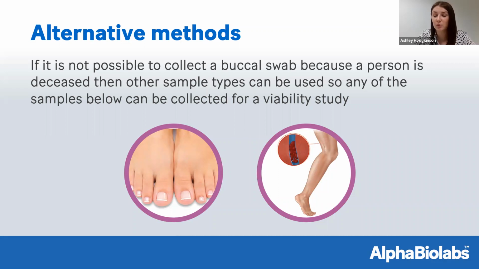But most commonly in these cases, we would use toenail clippings or deep thigh tissue from the deceased family member. And then anybody else who's taking part in the test would provide a buccal swab, just like any of the other tests I've spoken about today.